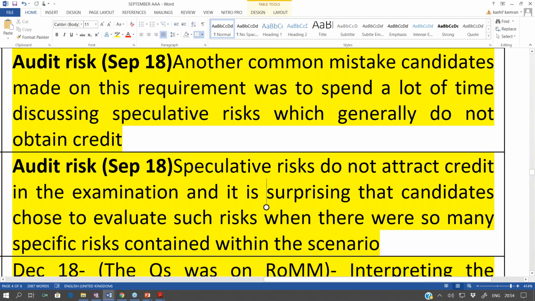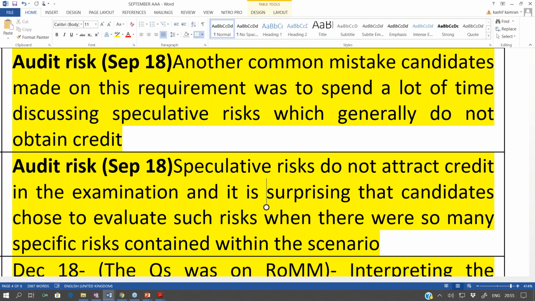Another common mistake candidates made on this requirement was to spend a lot of time discussing speculative risk, which generally does not obtain credit. In my whole drafting today, did I write any speculative risk? Did I write anything hypothetical? Or was I taking things from the case and then explaining them in the context of the case?